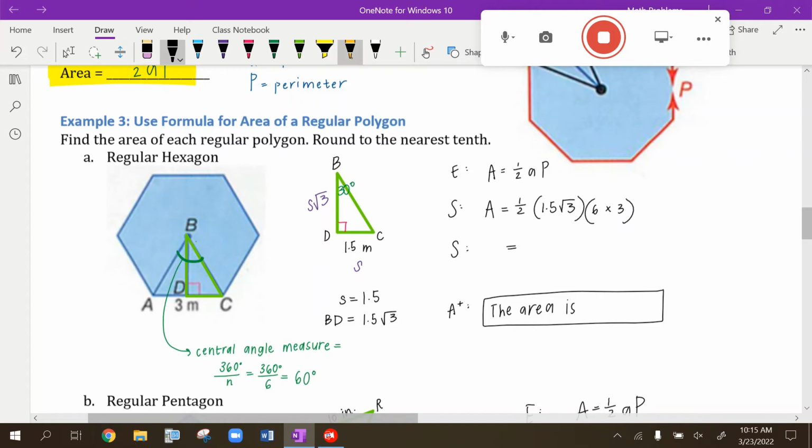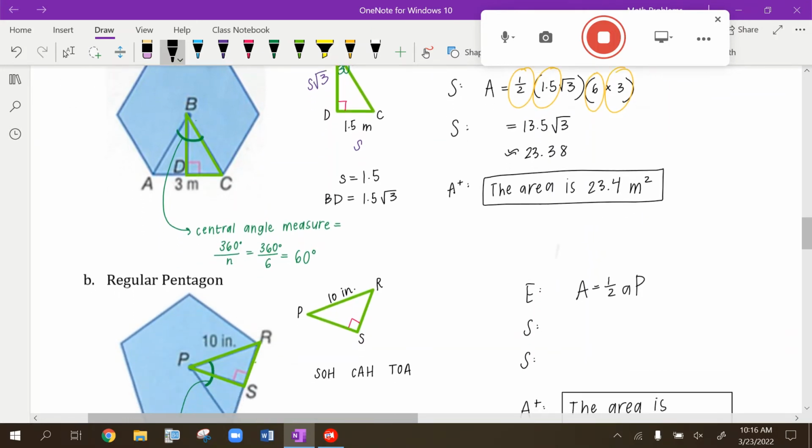If you'd like, you can plug in just the 1/2 times 1.5 times 6 times 3 first to give you 13.5. That still needs to multiply by radical 3, so the exact answer would be 13.5 square root 3. And if you wanted the approximate answer, you could go ahead and type in times square root 3 on your calculator. It should give you 23.38. To round to the nearest tenth, since 8 is greater than 5, we would round up to 23.4. And remember, you must include units with your answer. Since it's area, it will be units squared.